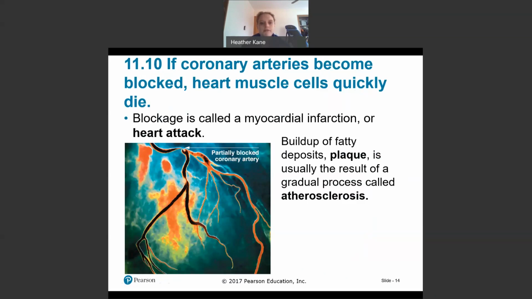And the buildup of this plaque is the result of a gradual process called atherosclerosis. Atherosclerosis is basically the hardening of those arteries.